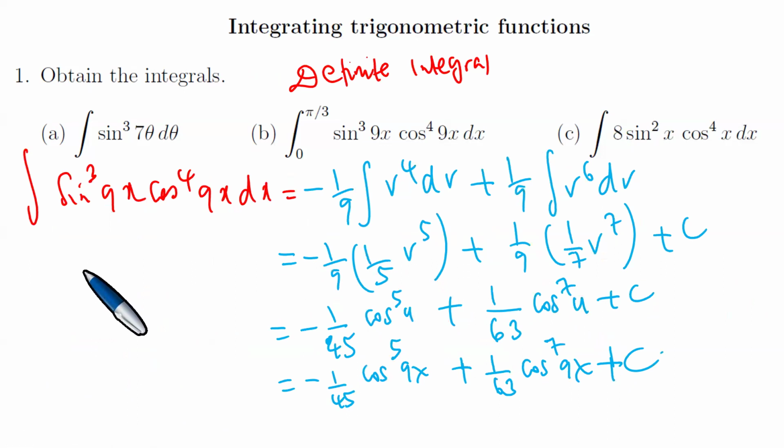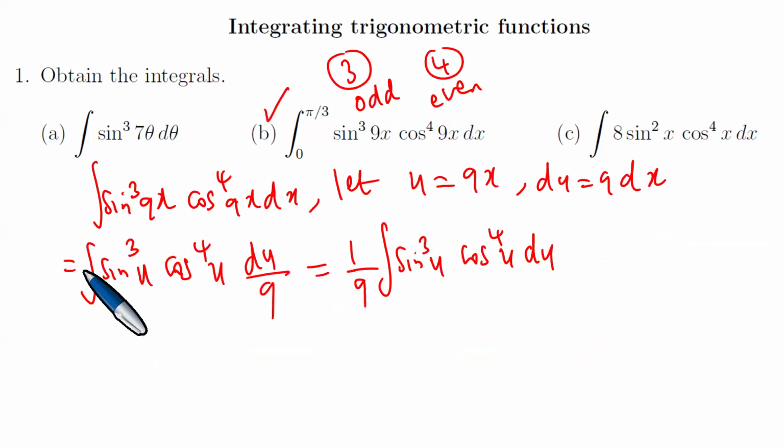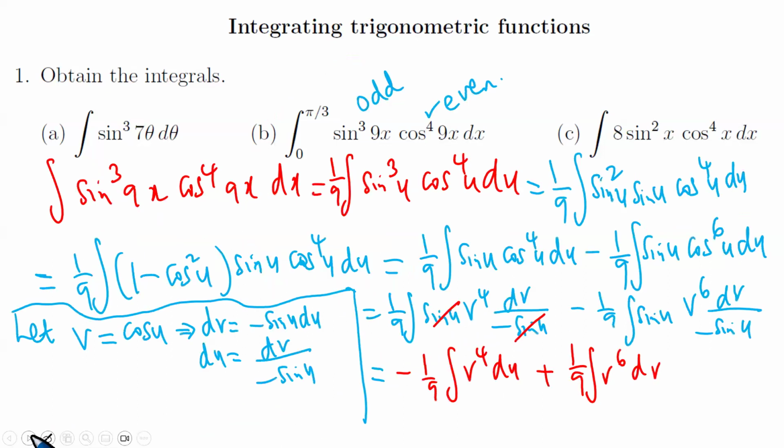Because we started here. Let's recap very quickly. This is where everything started. We started with this particular question, the integral of sine cubed of 9x times cosine to the 4th power of 9x dx. We said let u be 9x, and wherever there is 9x, we put u. Also dx becomes du over 9, so that we have 1 over 9 with sine cubed of u, cosine to the 4th power of u.